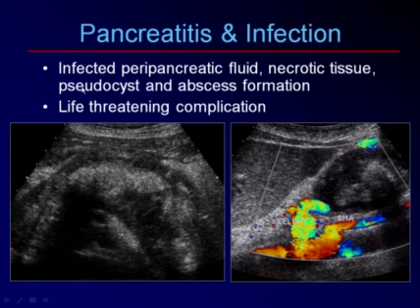Now, pancreatitis can become infected. There will be leakages of fluid around the gland. Sometimes there's areas of irregularity, which could be tissue necrosis. If it's superinfected, if the patient gets fever, there could be abscess formation. Here there's some shadowing. When the acute pancreatitis becomes infected, this is a life-threatening complication from this.